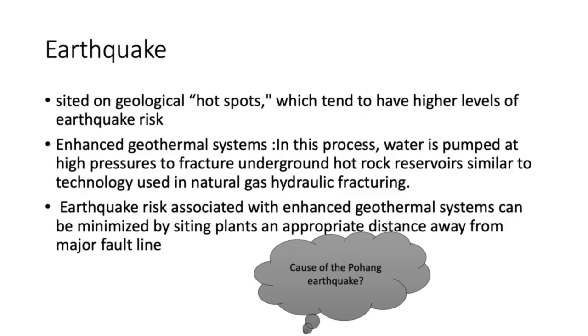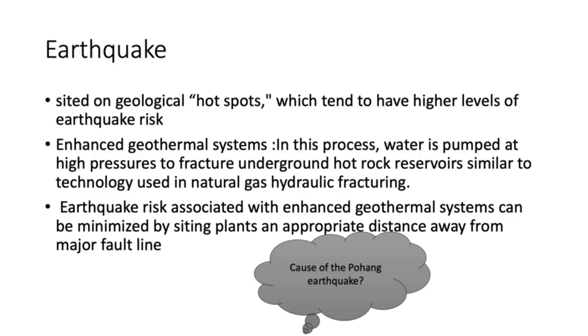There is also a risk of earthquakes because these geothermal power plants are sited on geological hotspots which tend to have higher levels of earthquake risk. Some systems, known as the enhanced geothermal systems, involve processes in which the water is pumped at high pressures to fracture the underground hot rock reservoirs, similar to the process of hydraulic fracturing used for capturing natural gas. The earthquake risk is minimized by siting plants at appropriate distance away from these fault lines on the Earth's surface.